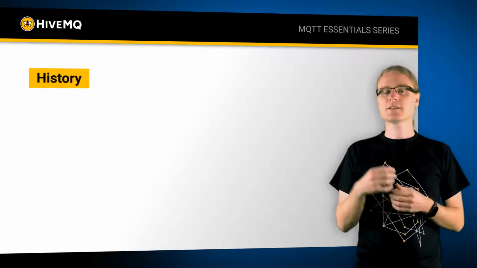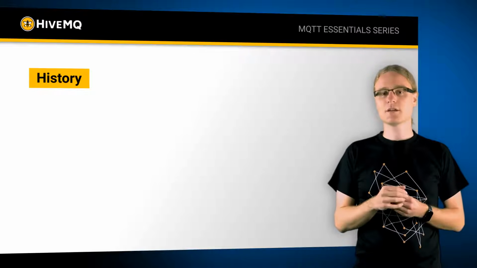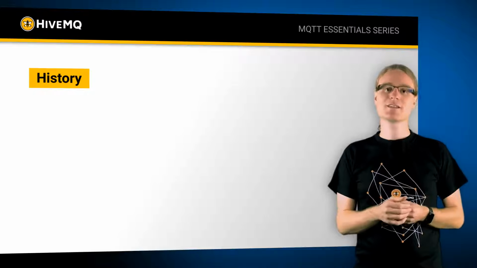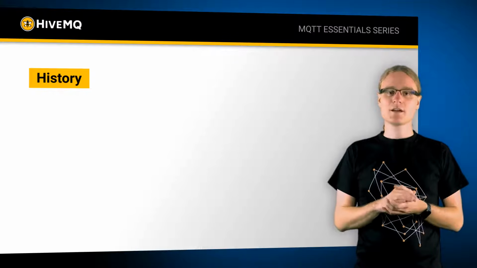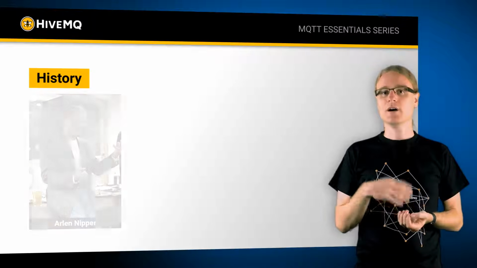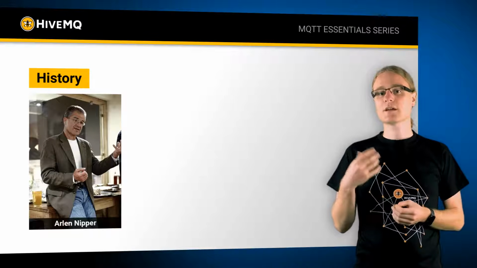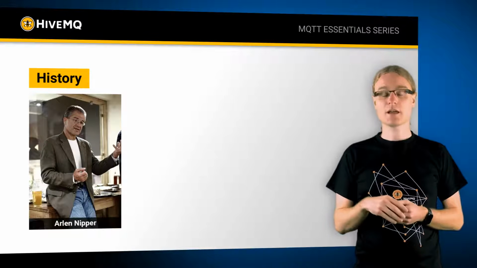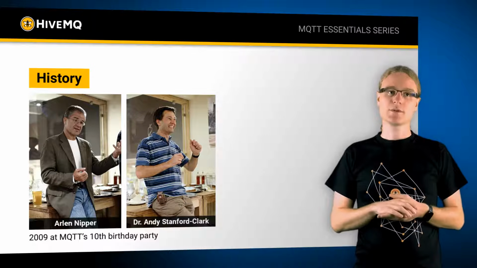One might think, yes, it's a pretty new protocol, but it really isn't. It's actually some kind of granddaddy when it comes to Internet history. So MQTT was invented in 1999 by Arlen Nipper, who worked at Arcom then, and is now with Cirrus Link. And there is also Andy Stanford-Clark, who invented this at IBM.